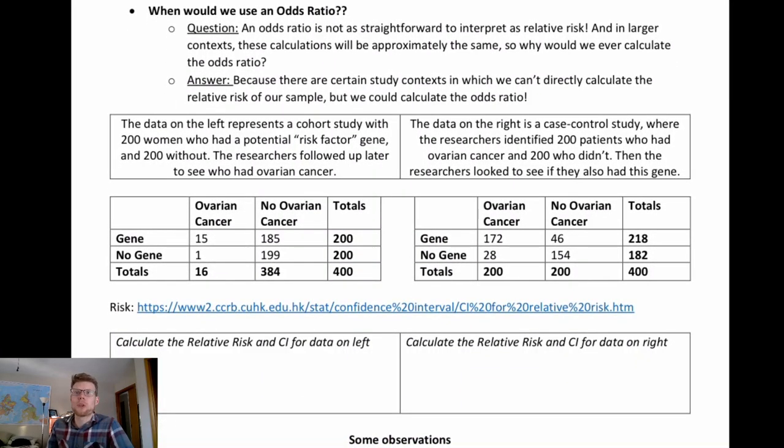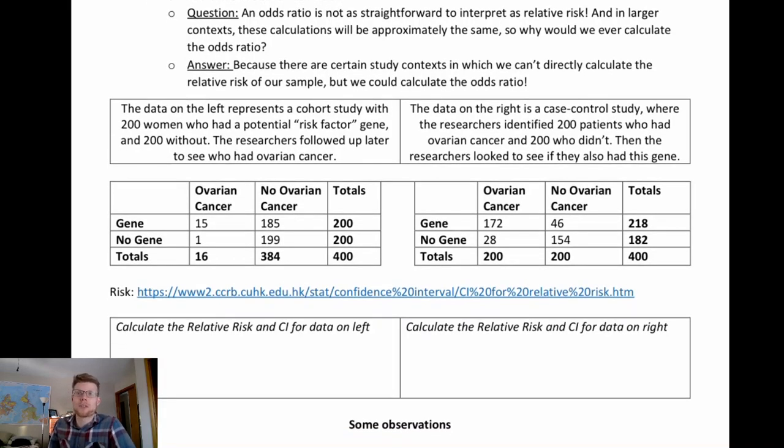Okay, so when would we use an odds ratio? We talked about how it works and how it compares to relative risk, but we haven't really explained why we need this value at all. The answer is that it depends on the study context, because there are some situations where we can't accurately estimate the relative risk value, but we can calculate an odds ratio and know that it should be approximating the relative risk value.